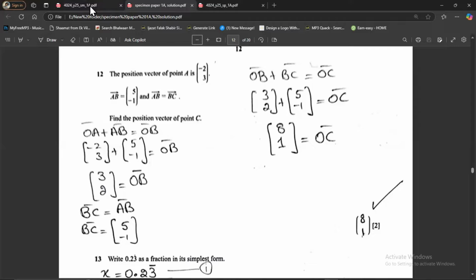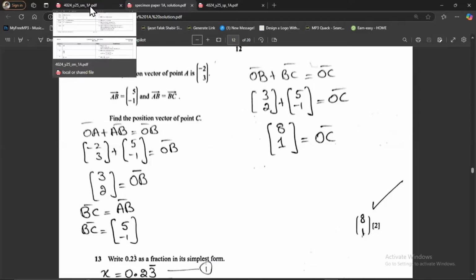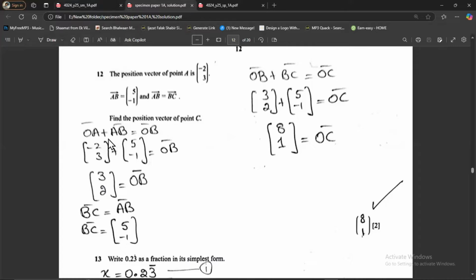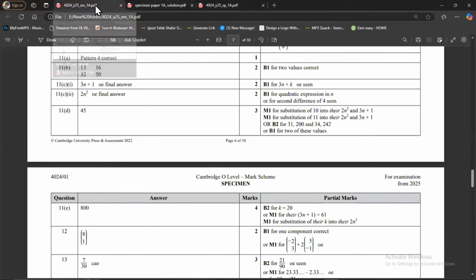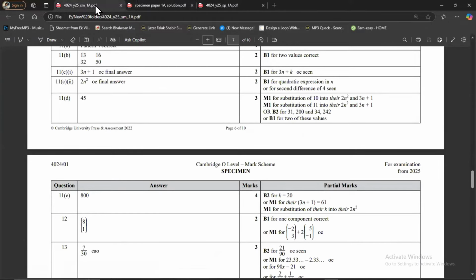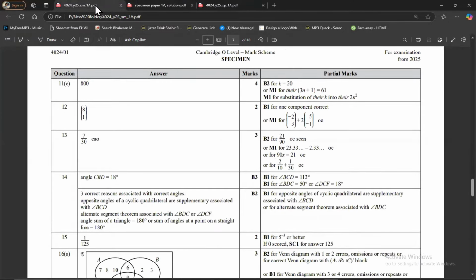So I hope you know what position vectors are and how the position vector formula for a line is applied, like OA plus AB is equal to OB. In the same way, OB plus BC is equal to OC. (8, 1) is the answer, sir. (8, 1) is the answer that is given here.